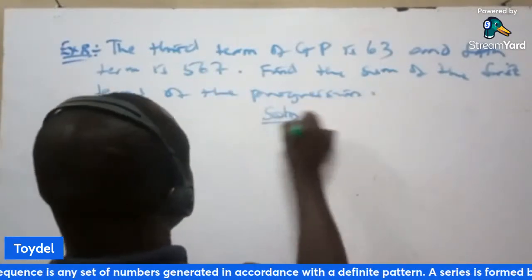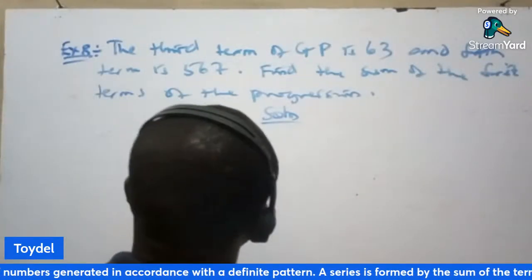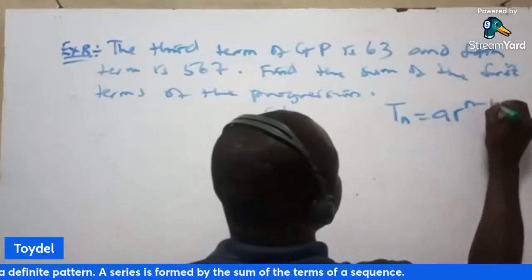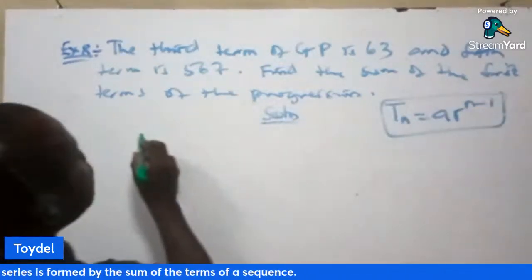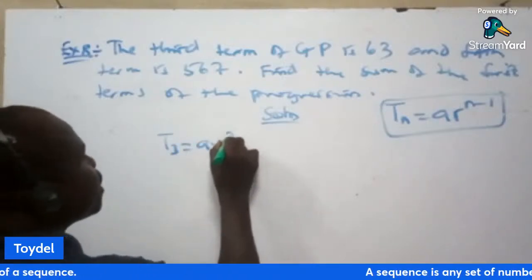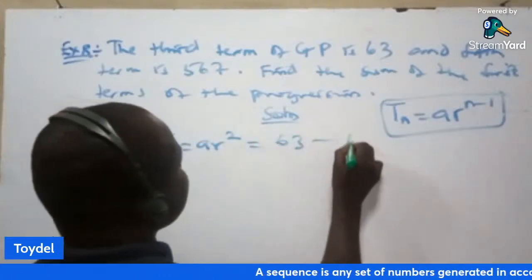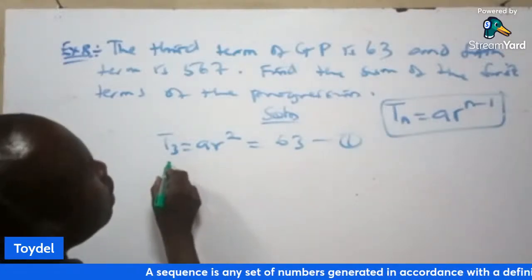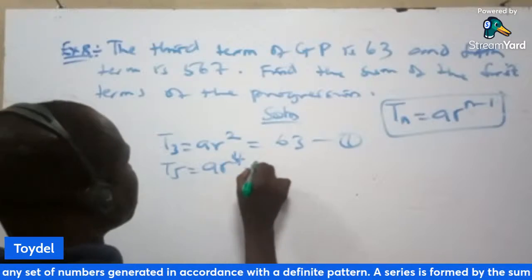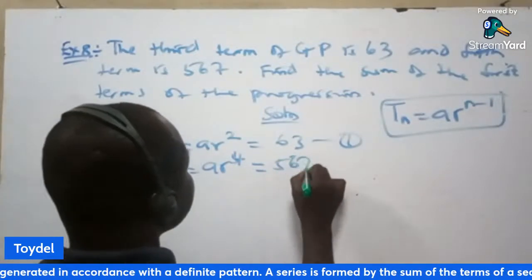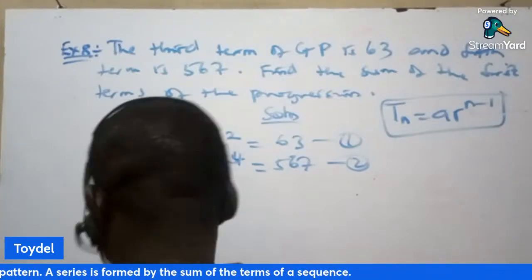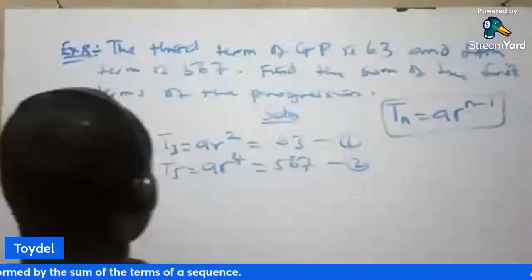So in this case, what are we given? Of course, the formula for the nth term of GP is a r raised to n minus 1. So if we are given the third, that's T3, it will be a r raised to 2. It's given as 63, equation 1. And we are given the fifth, T5, which is a r raised to 4, given as 567, equation 2. So we have two equations with two variables. Of course, we know what to do. We can actually solve this simultaneously.